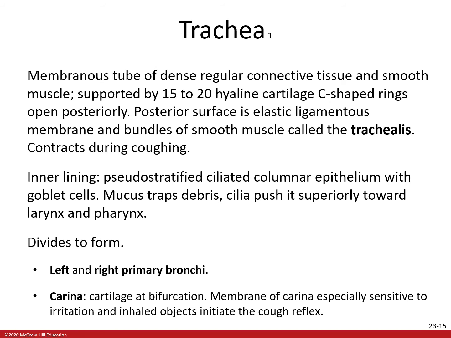Our inner lining of our trachea is going to be pseudostratified ciliated columnar epithelium with those goblet cells, which I keep calling lovely because I love goblet cells, and then how they function. And then we do know that the trachea is going to split, and where it bifurcates is going to be called the carina. It is going to split into the left and right primary bronchi.